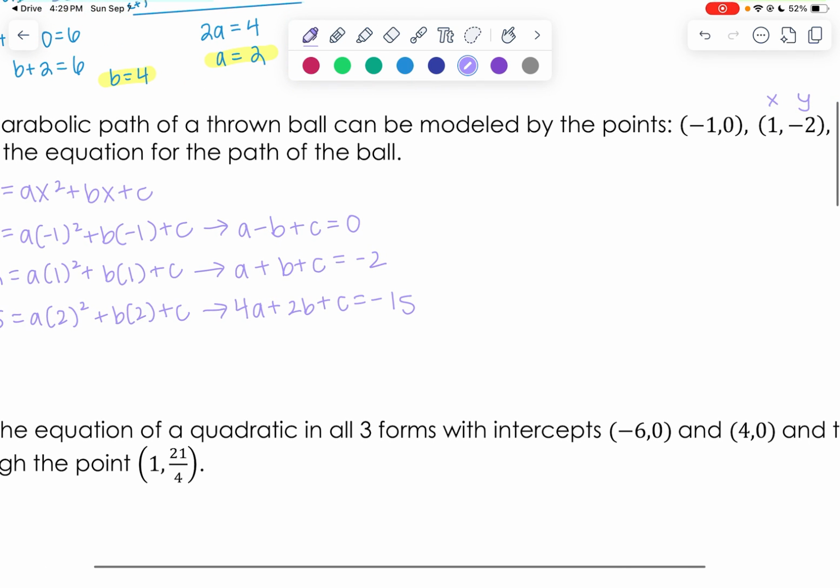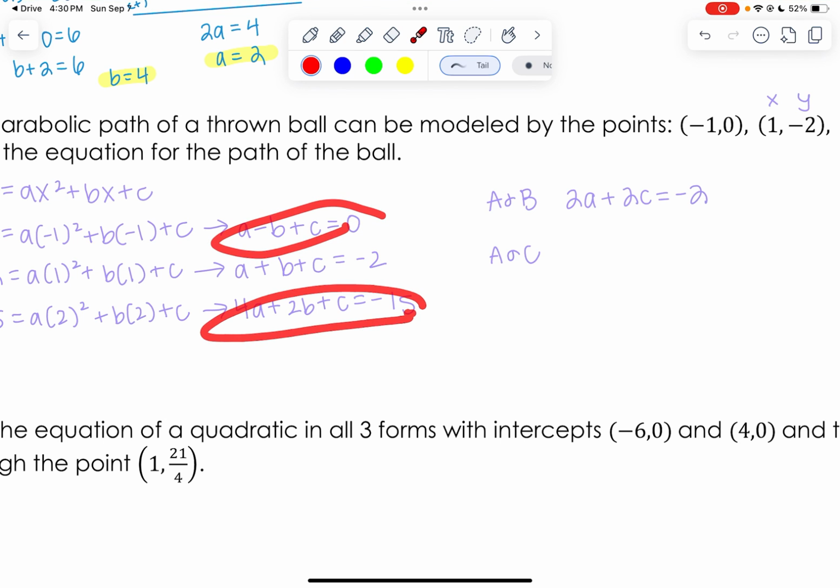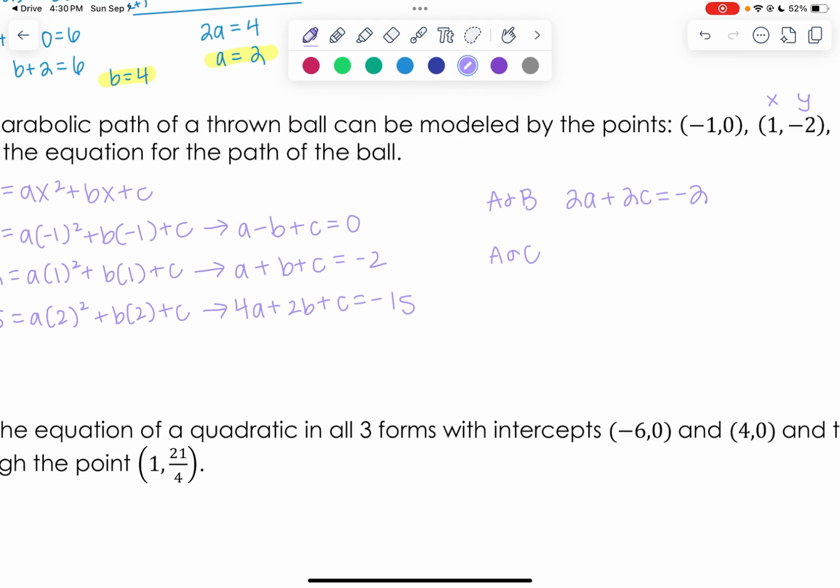Now, we already said that a and b can combine and eliminate, right? So if I add a and b together, that would give you 2a plus 2c equals negative 2. Okay, so I did a and b. Now I'm going to do a and c. I'm still eliminating b, but I'm going to do a and c because I have a positive and a negative. So all I have to do is multiply a by 2.